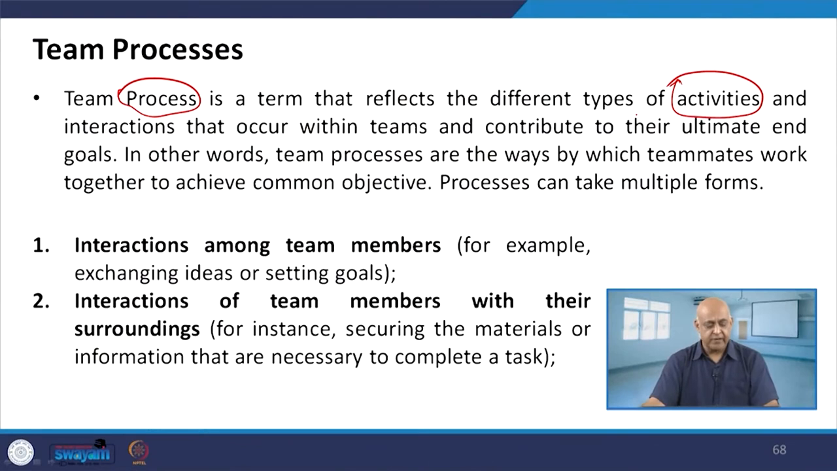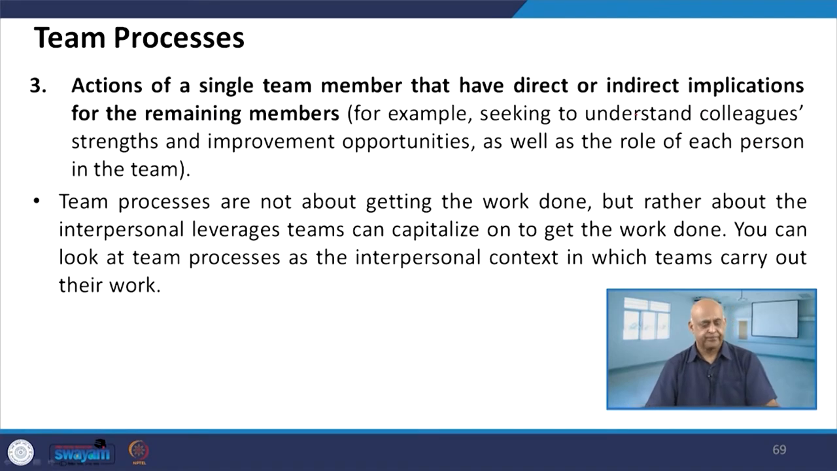So in team processes, first is the interaction among the team members, and then the interaction of the team members with their surroundings. In both cases, if the activities are properly designed, then definitely they will be able to make these actions proper. Team processes are actions of a single team member that have direct or indirect implications for the remaining members. For example, seeking to understand colleagues' strengths and improvement opportunities. So the role of each person in the team is important, and they understand that the role of each team member is very, very important.